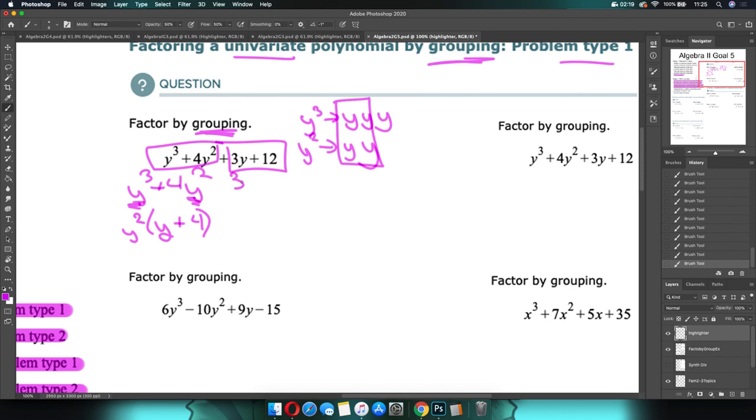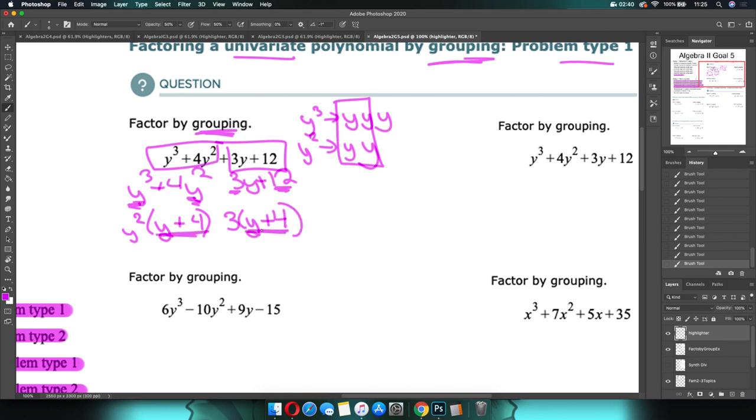Now for this one, my 3y plus 12, what does it have in common? Well, one has a y and one doesn't. That's not particularly helpful, but the 3 and the 12, that's really interesting because they're both divisible by 3. So divide by 3, divide by 3, and hey, you know you've made it.